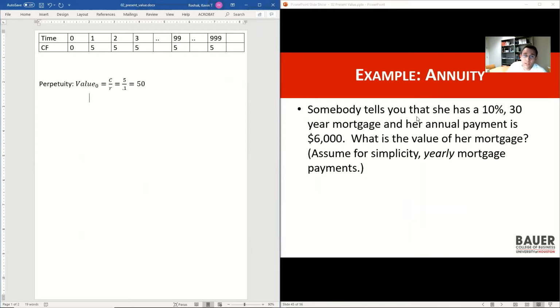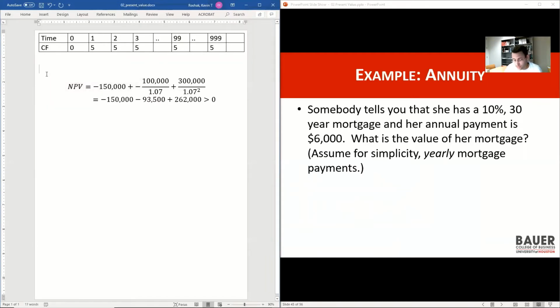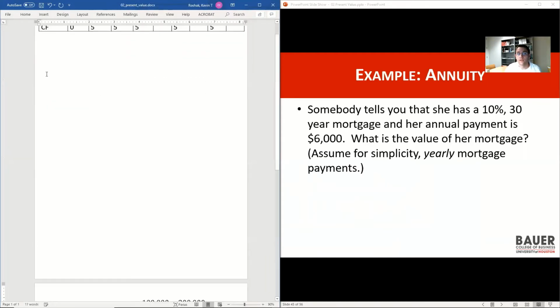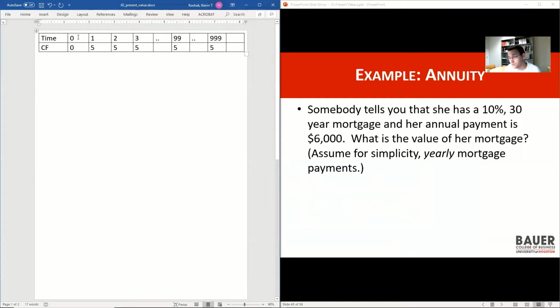How much does she owe on the house if you know this about her loan? Okay, so first thing, as always, we're going to draw out the cash flows, or at least a subset of the cash flows. So we have time 1, time 2. We'll skip a few, and then we'll get to time 30, right? There's a 30-year mortgage, so we have to get to time 30. We'll go to 29, 30, 31, 32, into infinity.